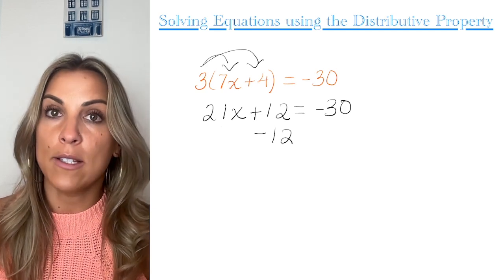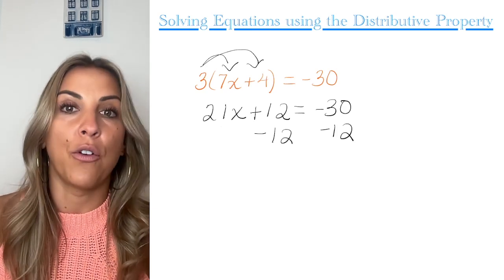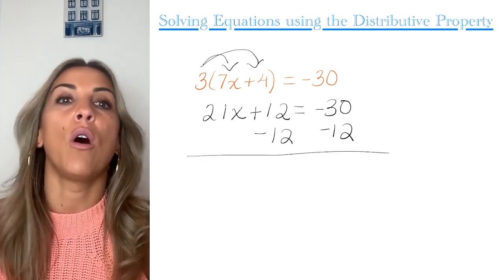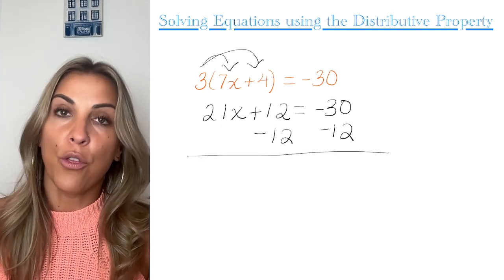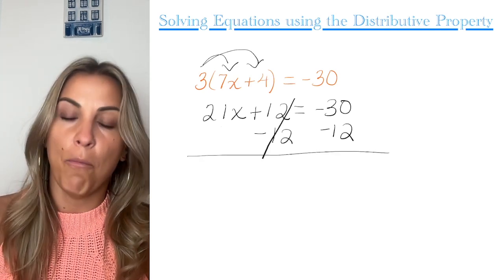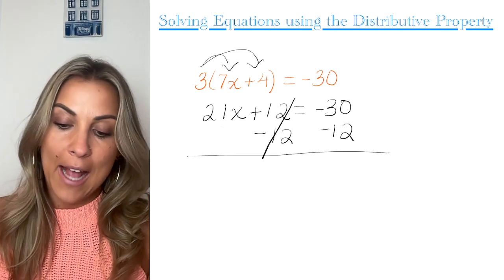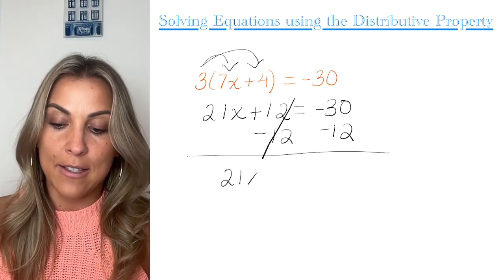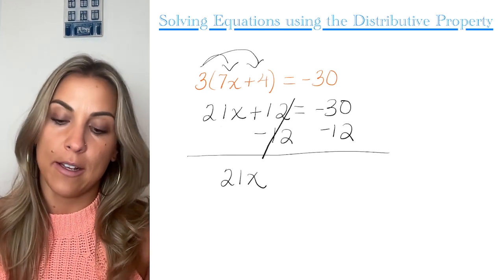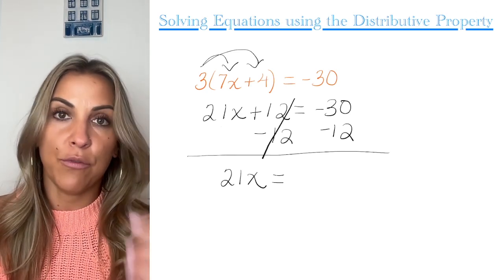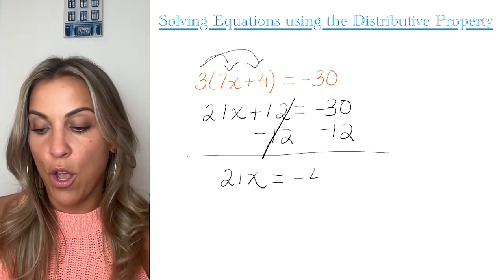But whatever I do to one side, I have to also do on the other side. So I'm subtracting 12 from both sides of this equation. The reason I'm doing that is because when I do 12 minus 12, it'll cancel out. 12 minus 12 is just 0, and 0 plus that 21x that's on the left is just 21x. On the right side, I have negative 30 minus 12, which is negative 42.